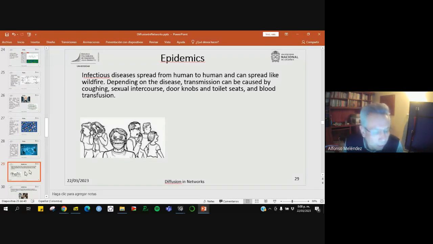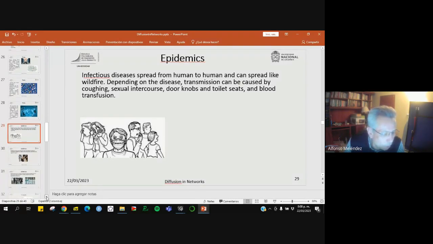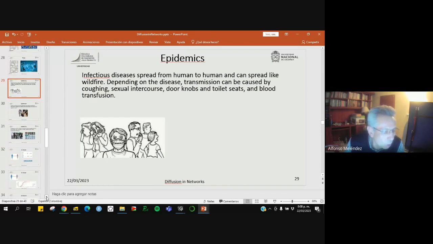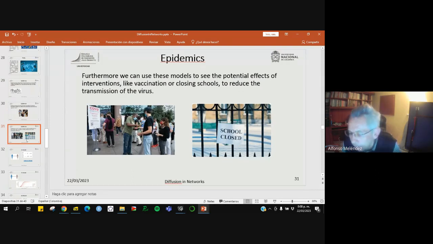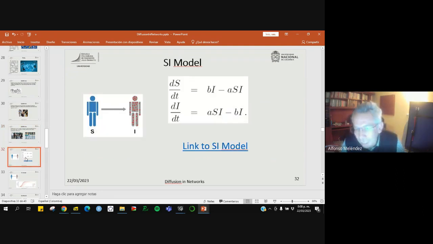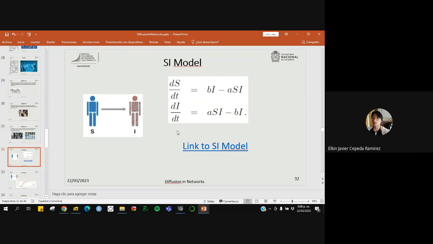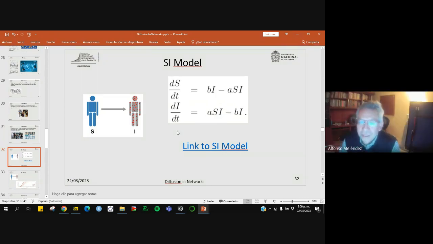Okay, let me show you, if I have time, in the 5 or 10 minutes that remain from this presentation, some classic and important models. Okay, Elkin, look, here are formulas. Elkin, you saw these beautiful formulas? Yes. Beautiful formulas. This is the most simple model.